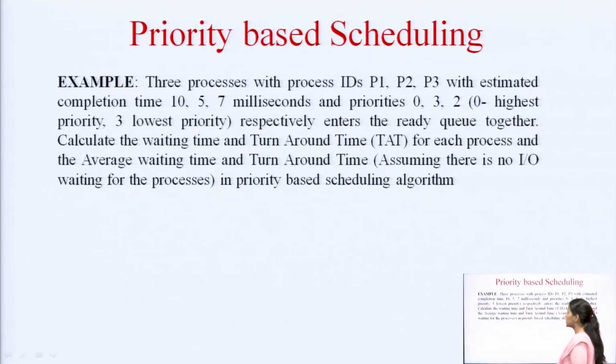Let us understand this scenario using this example. There are 3 processes with the process IDs P1, P2, P3 with estimated completion time 10, 5 and 7 milliseconds, and priorities are 0, 3, 2. That is, the one with the lower number has the higher priority. So, here 0 is having the highest priority and 3 is having the lowest priority. So, they enter the ready queue together. Calculate the waiting time and the turnaround time.